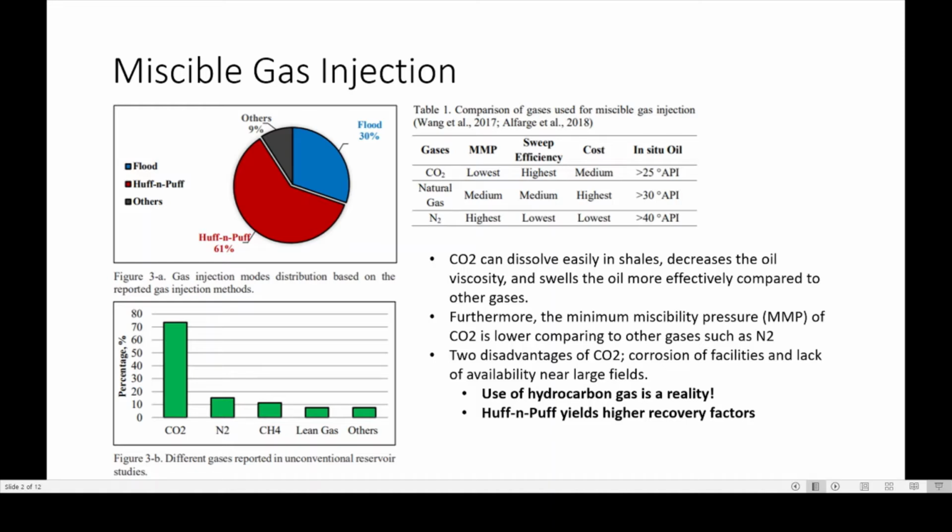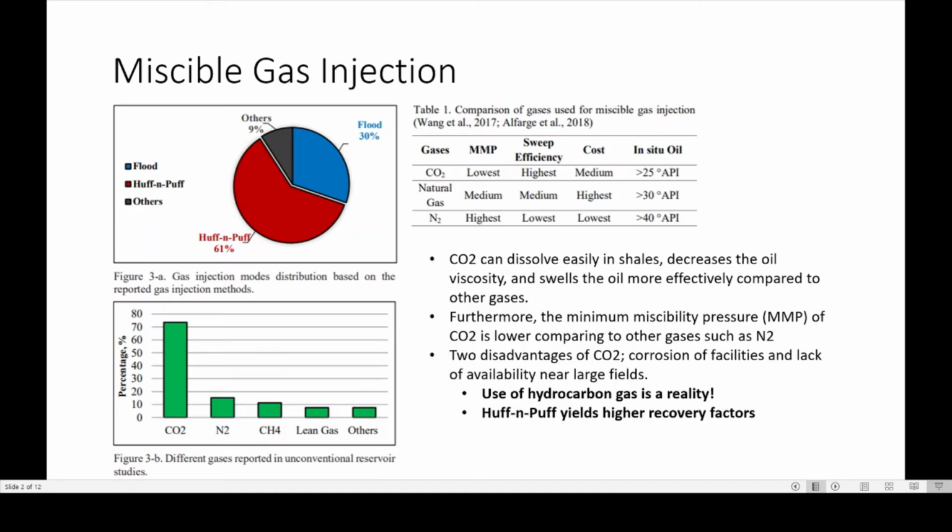The top right shows the different types of gases, their minimum miscibility pressure, sweep efficiency, and cost, and what types of oil reservoirs they're best in. You'll notice that CO2 is really good for black oil reservoirs with the lowest minimum miscibility pressure. And then you have nitrogen with the lowest cost, and that's used in relatively lighter oil.